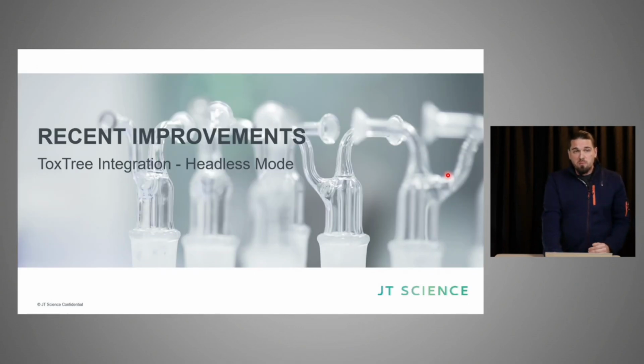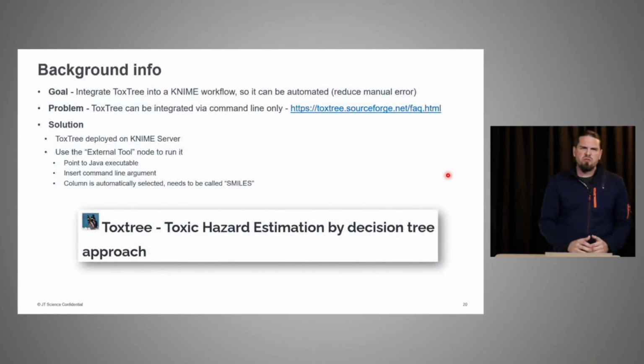Now, the last improvement we're going to talk about is ToxTree integration in headless mode. ToxTree is one of the computational toxicology tools based on various decision trees that have been used for a good few years now. The goal was to integrate ToxTree into a KNIME workflow so it can be automated, therefore reducing the manual error or manual steps that a toxicologist needs to take to generate the input data and then also pipe back the output data. Now, the problem was that ToxTree can be integrated via command line only. We provided the link in the FAQ as well.